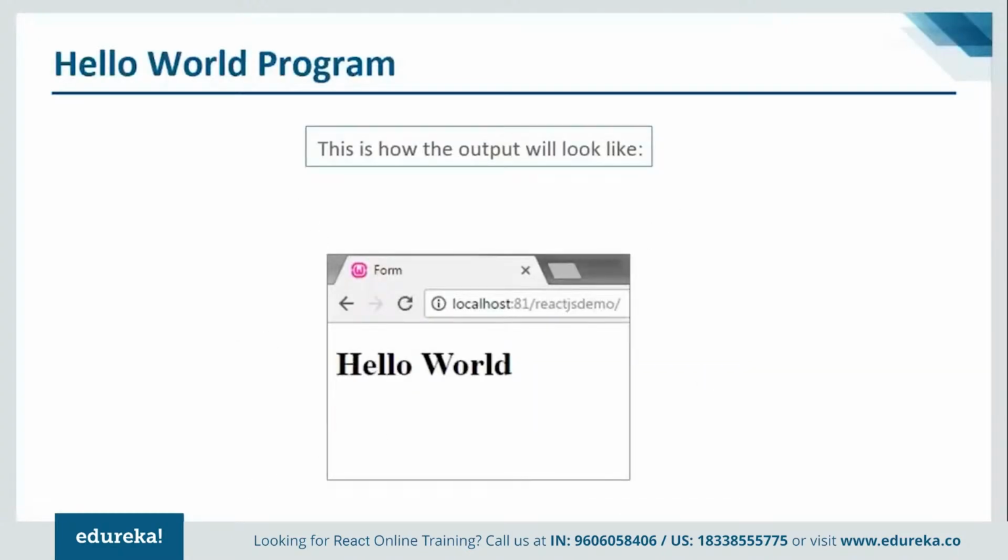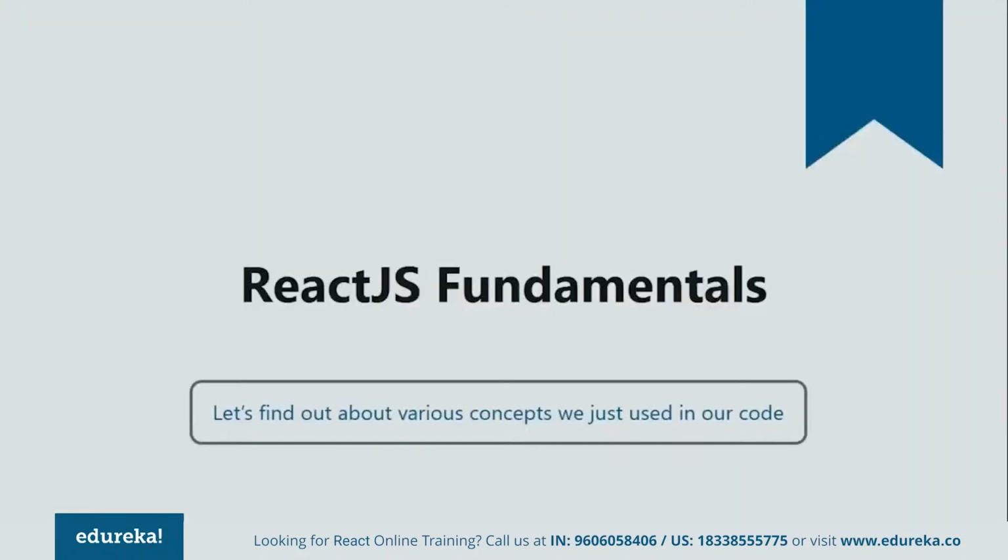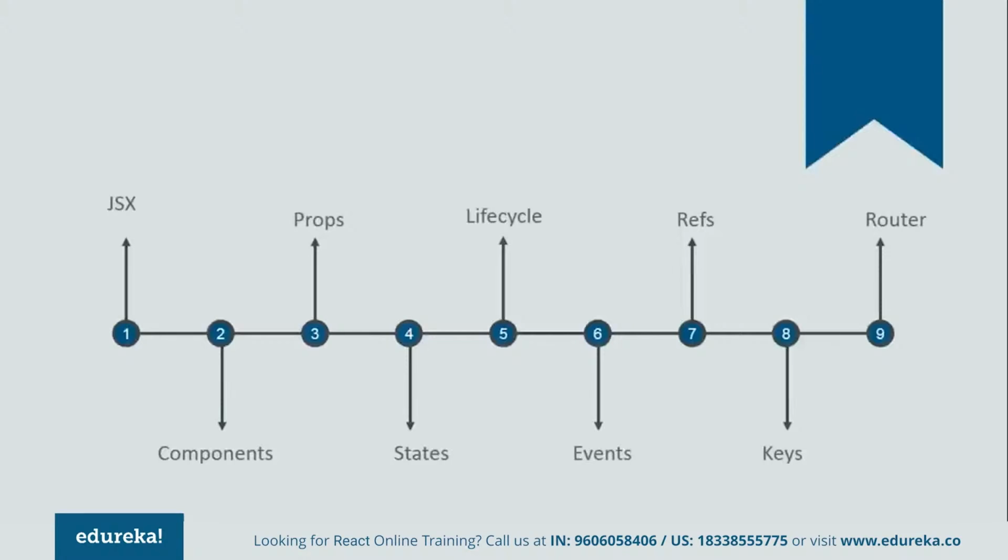Since we are done with our first program, let's now find out the various fundamental concepts working behind it. First, we'll understand what a JSX file is and how it is used. Then we'll learn about the component and its different forms. After this, we'll find out what props are, followed by the states. Then we'll have a quick look at different phases of a component's life cycle. Next, we'll learn about React events and how they are triggered. After this, we'll see what references and keys are and understand their importance in React. Finally, we'll understand what React Router is and then we'll proceed to a demo.